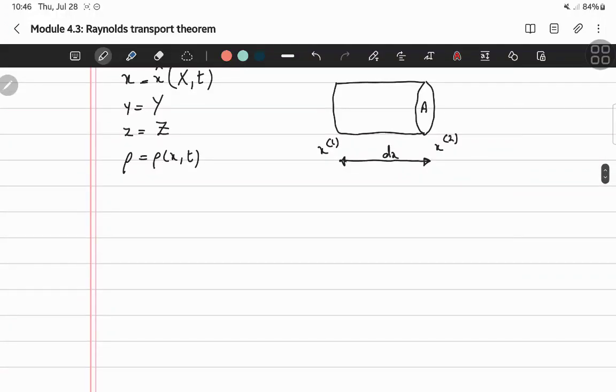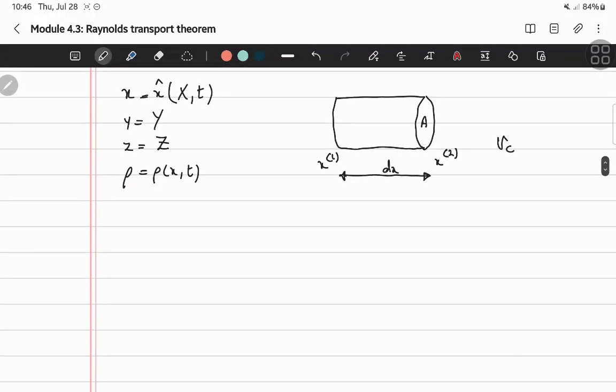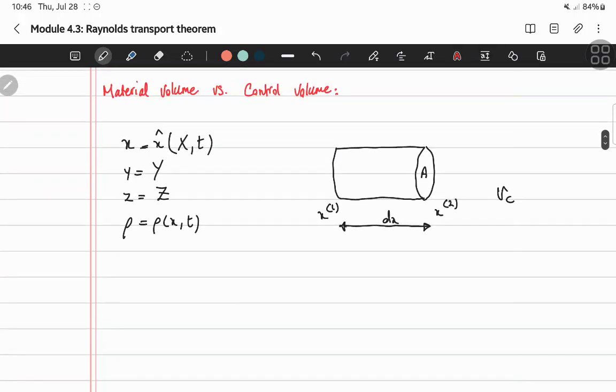So this is VC. We also have a VM, a material volume that I will explain next. So let's get started with the control volume VC. Let me just write down here that we are discussing control volume. So this is control volume.